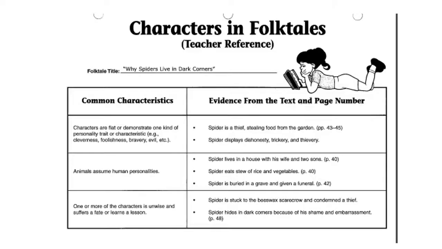So our friend the Spider has shown more common characteristic traits. He's a thief because he steals food from the garden. He displays dishonesty and trickery. He hides in dark corners because he's ashamed and embarrassed. Spider is stuck in beeswax and the scarecrow, and he's condemned as a thief, and he's ashamed because of what he has done.